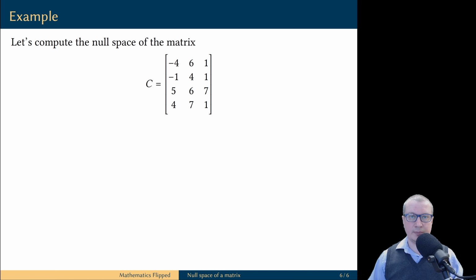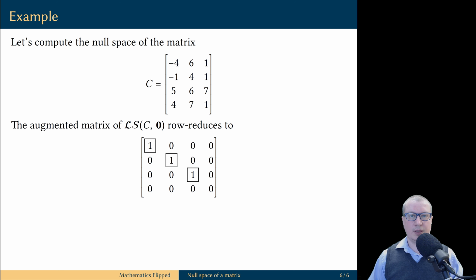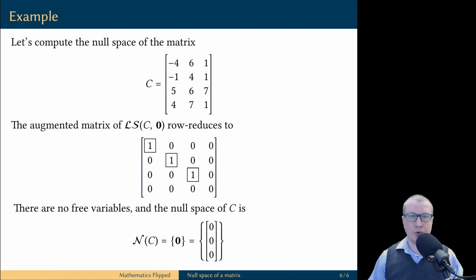Here is another example. Let's look at the following 4x3 matrix. We construct and reduce the augmented matrix of the homogeneous linear system, where C is the coefficient matrix. But in this case there are no free variables, and therefore the only solution to the homogeneous linear system with C as the coefficient matrix is the trivial solution. This means the null space of C contains only the zero vector.